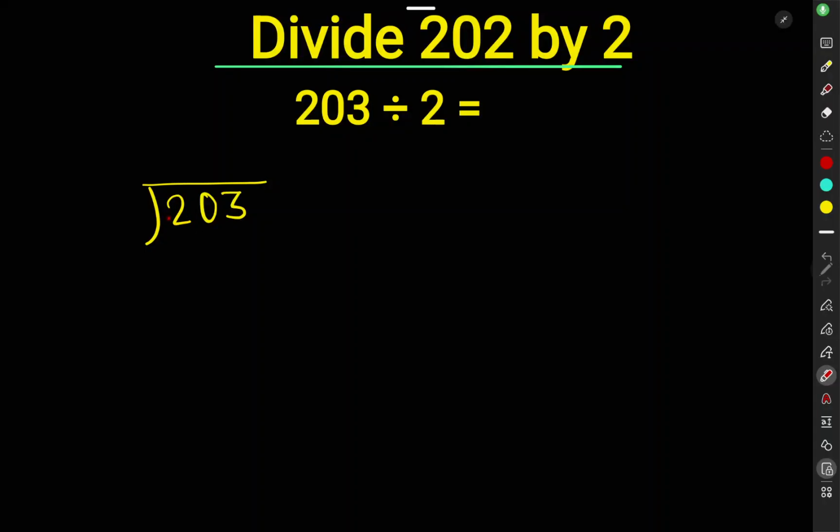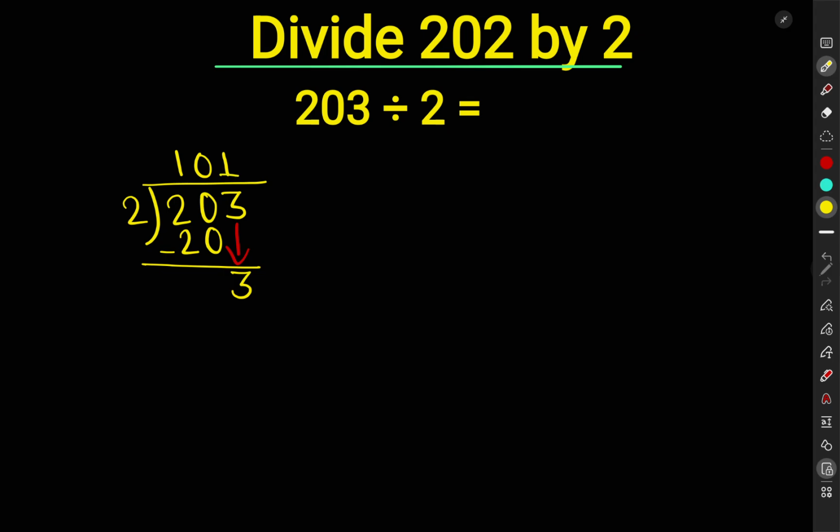Here we divide 203 by 2 in a long division method. So 2 times 10 means 20. On subtracting we get 0. So now we put down the number beside this, 3, and we remove this 0.